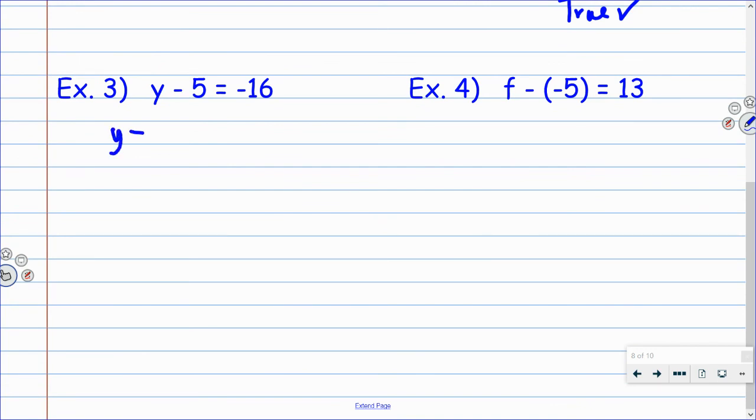I'm going to change -5 into adding the opposite. How do we get rid of a -5? By adding a positive. -16 plus 5. +5, -5 cancel out, leaving us with y equals -11, or does it?